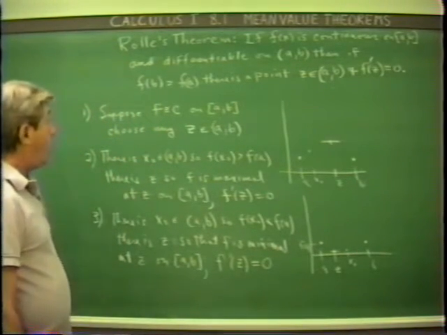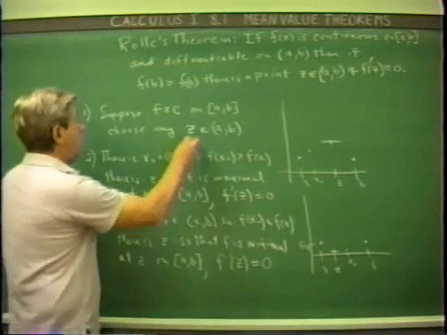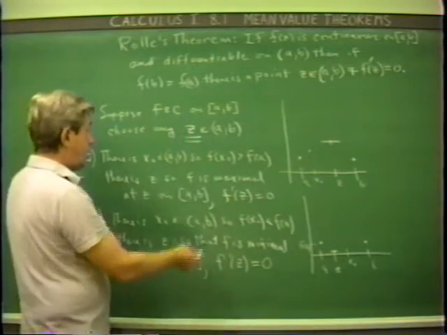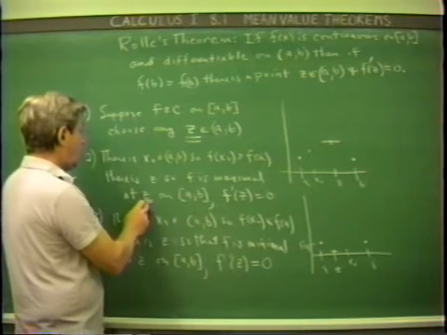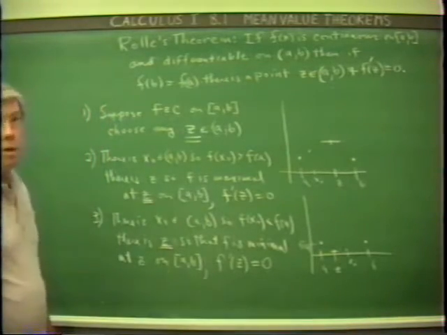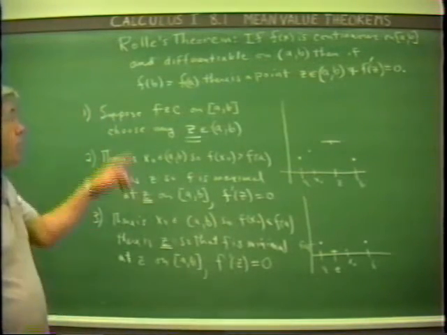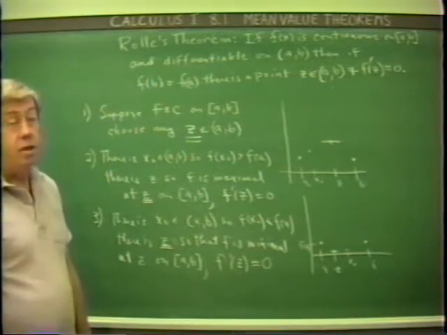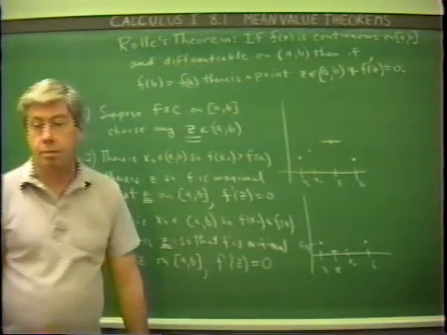So one of these three has got to occur, and in either one of these cases, you can find the number z. In this case, choose any z. In this case, choose a z where the function is maximal. In this case, choose a z where the function is minimal. So you can always find the point z in the open interval AB so that the derivative of f at z is equal to 0.